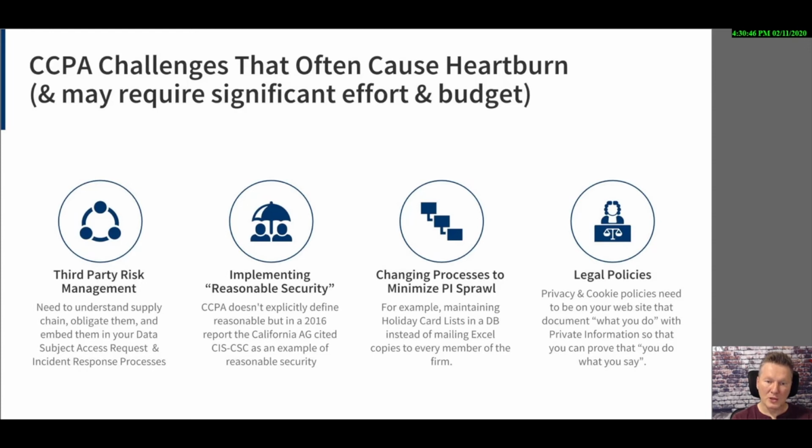So you're going to want to make sure that your information security is where it needs to be at the same time you're working through privacy. Third thing is that be aware that you may want to change some of the processes that you use to minimize PI sprawl. That's an important part of that.